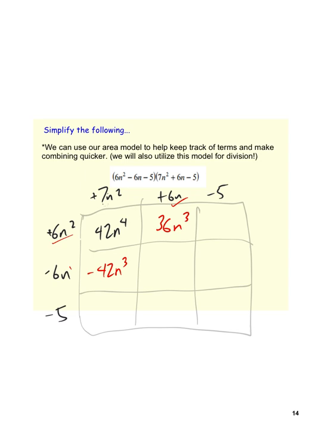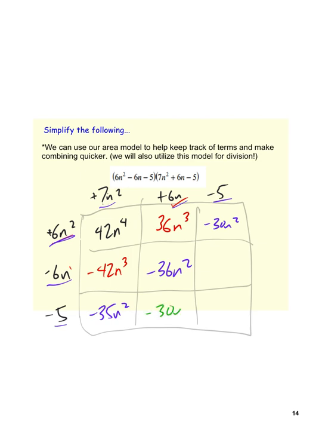And then we can go to another set. So we have negative 5 times 7n squared is a negative 35n squared. Negative 6n times 6n is a negative 36n squared. 6n squared times a negative 5 would be a negative 30n squared. So again, we take all those blue terms and add them up. And of course, they ended up all being negative in this case. So we're going to have a big negative n squared term. And then we continue on.